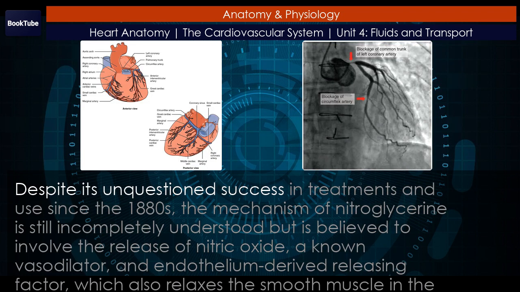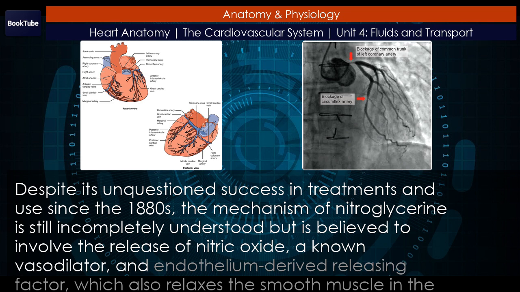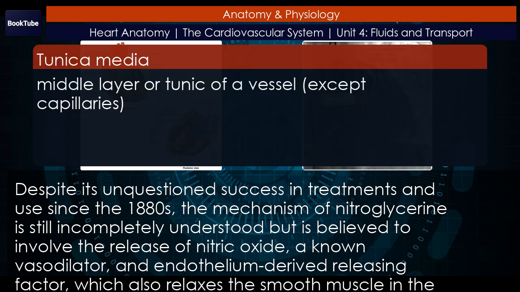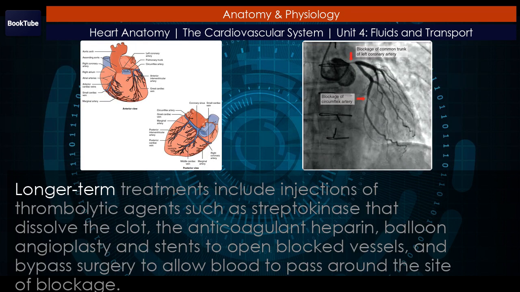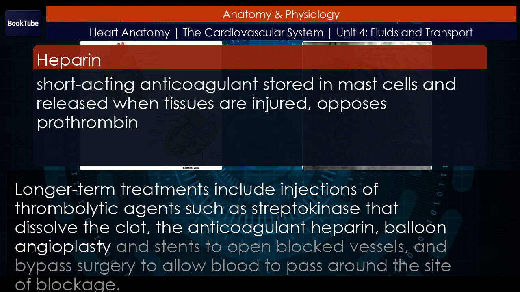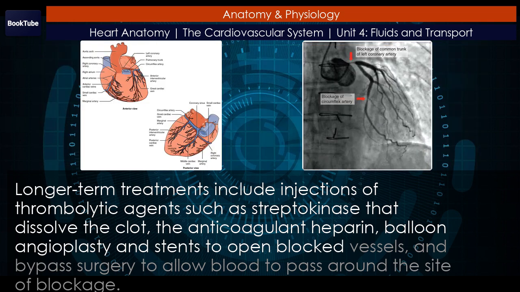Despite its unquestioned success in treatments and use since the 1880s, the mechanism of nitroglycerin is still incompletely understood but is believed to involve the release of nitric oxide, a known vasodilator, and endothelium-derived releasing factor, which also relaxes the smooth muscle in the tunica media of coronary vessels. Longer-term treatments include injections of thrombolytic agents such as streptokinase that dissolve the clot, the anticoagulant heparin, balloon angioplasty and stents to open blocked vessels, and bypass surgery to allow blood to pass around the site of blockage.